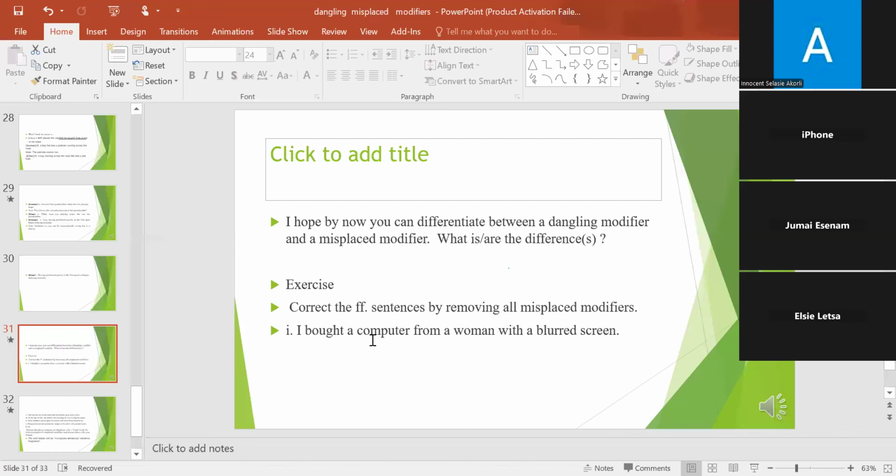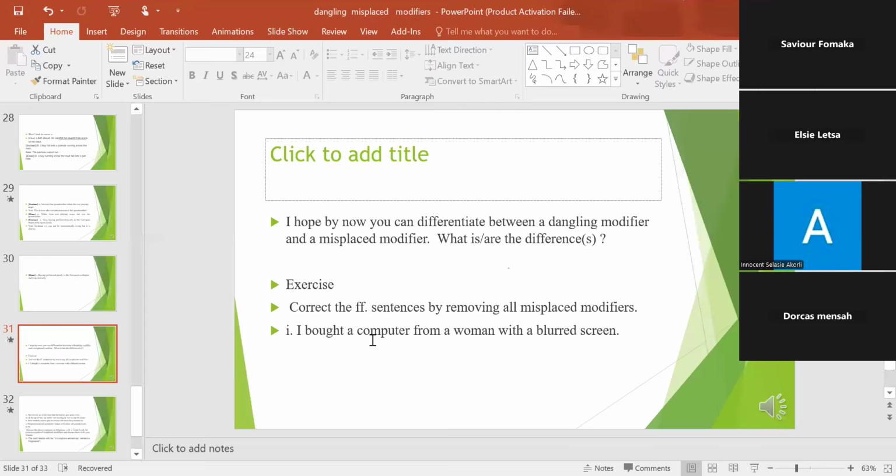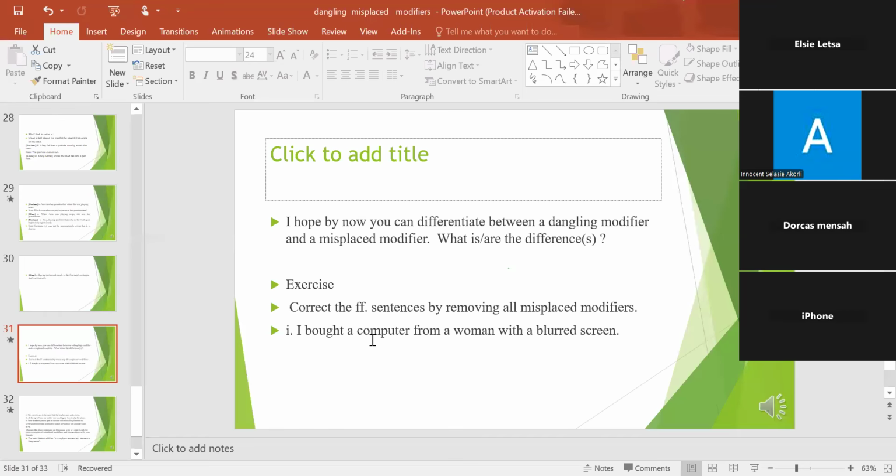No, please come again. The sentence is on the screen and you can see it. I'm asking you, what does it mean? Yes, please, if I understand, it means the computer that the person bought from the woman is having a blurred screen. No, that is not the meaning. Yes, with what is here, it means the woman is rather having a blurred screen because the sentence is ambiguous.